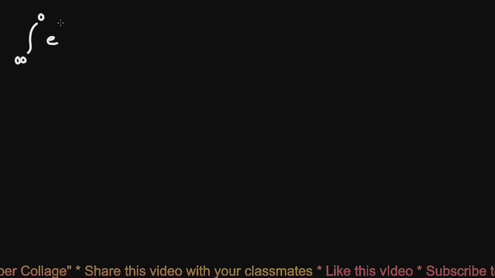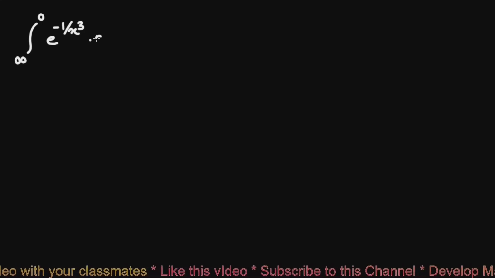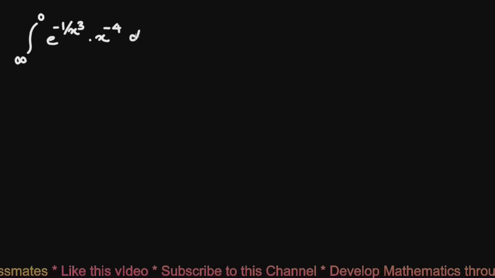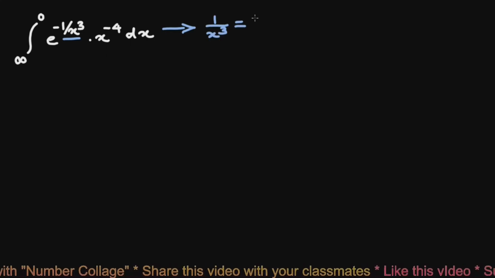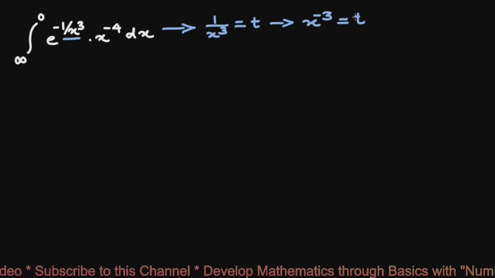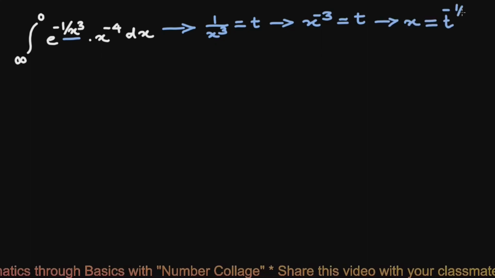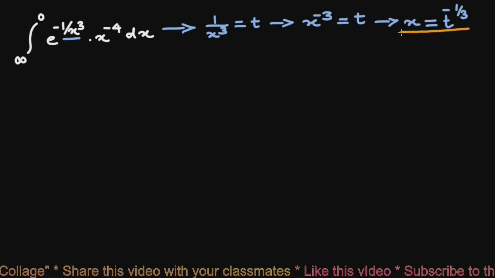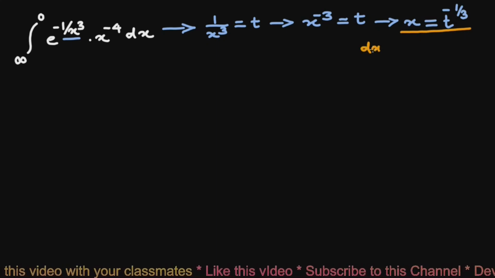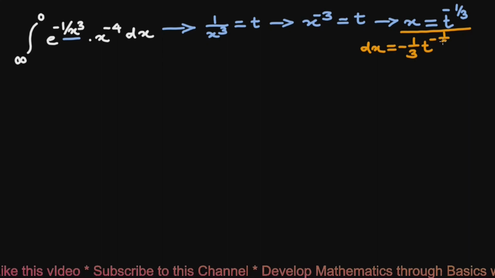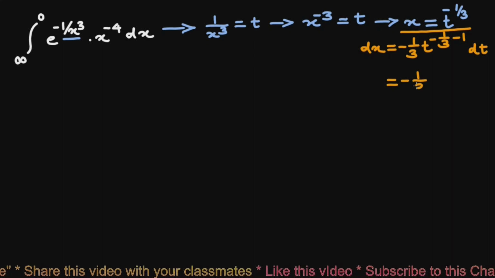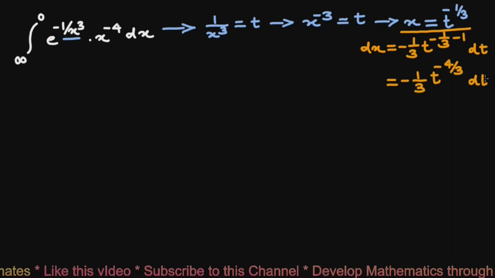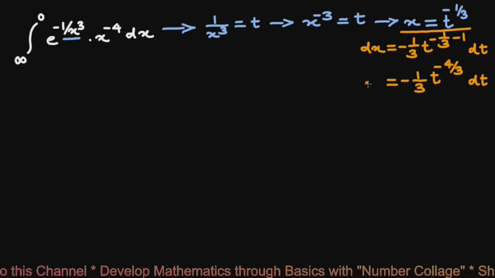Next we have to evaluate the integral from infinity to 0 of e raised to minus 1 by x cube into x raised to minus 4 dx. As usual, we will substitute for this 1 by x cube t, so x raised to minus 3 will be t, x will be t raised to minus 1/3. After differentiating this, we will get dx equals minus 1 upon 3 t raised to minus 1 upon 3 minus 1 dt. That will be minus 1 upon 3 t raised to minus 4 upon 3 dt. So we got the substitution for dx.